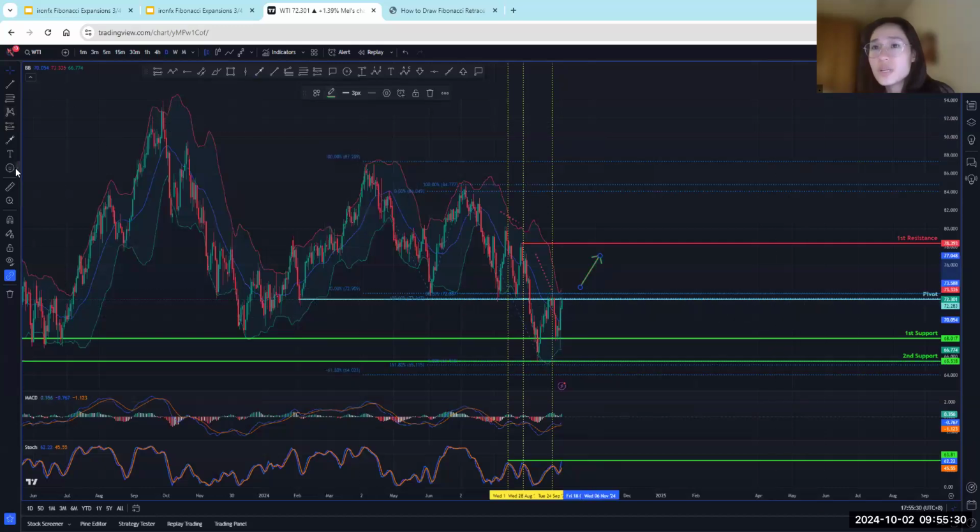Okay, but I would wait for price to break out of this pivot level before going in for a buy. Reason because we have a hidden resistance here. We also have a retracement level.